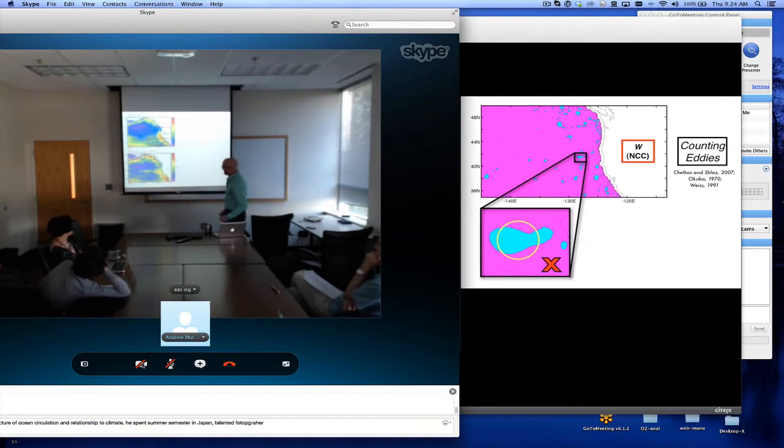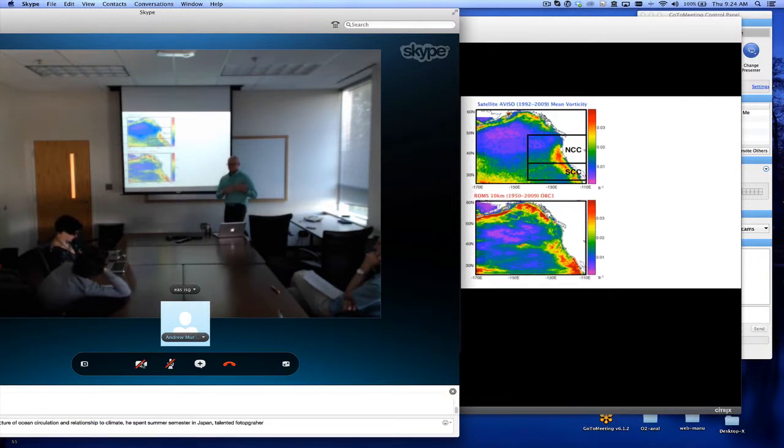So that allows us to develop a count of eddies for each specific month. Other people do tracking and things like that, but for us what's really important is a time index of eddy activity for both cyclones and anticyclones.